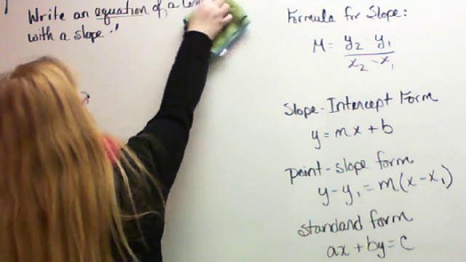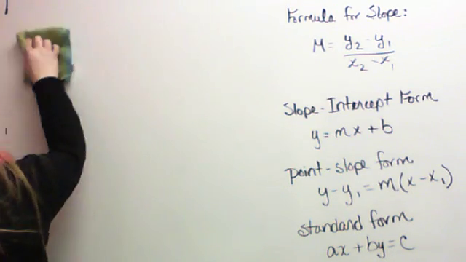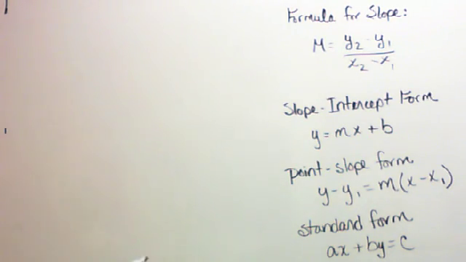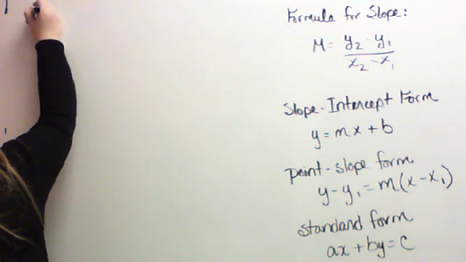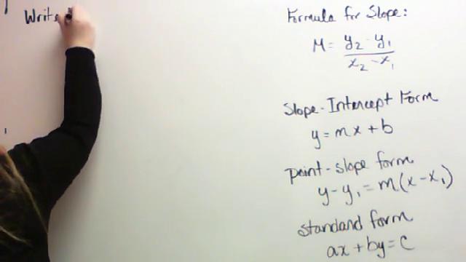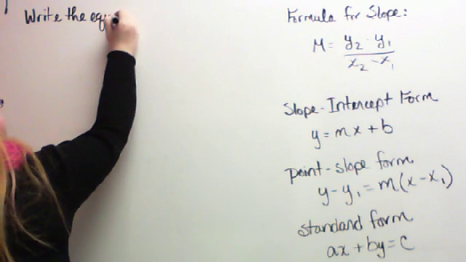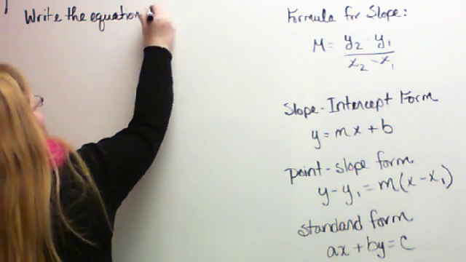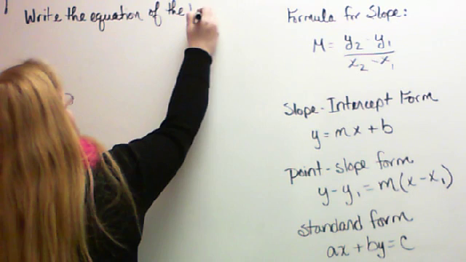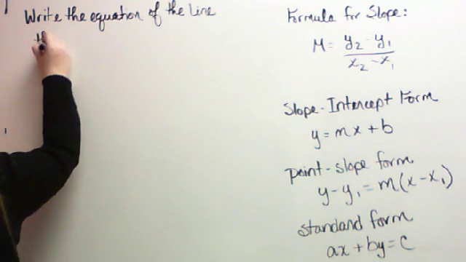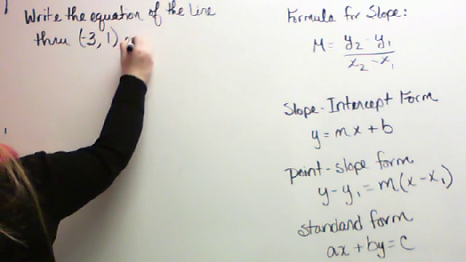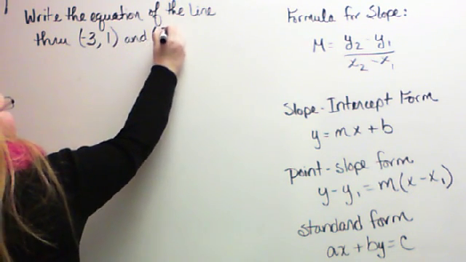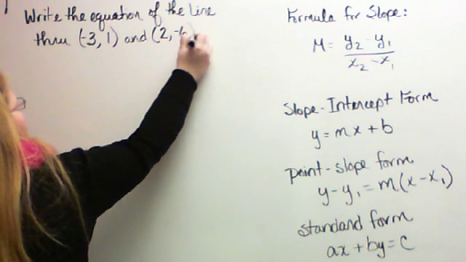Now that we've seen how to do different problems in different forms, I want to start throwing it all together. So they may ask you a question like, write the equation of the line through negative 3, 1 and 2, negative 6.